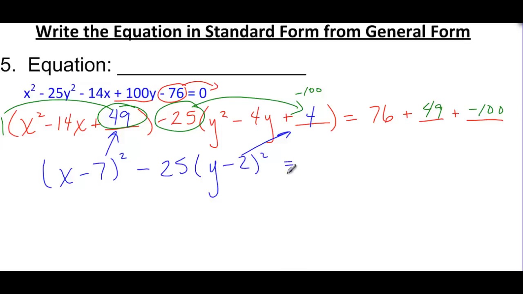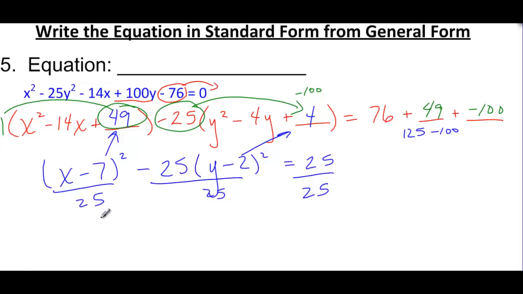So equals, and now I want to add all this together. Again, if you don't have a calculator, just go left to right. 125 minus 100 is 25. But remember, we're dealing with a hyperbola. It has to equal 1. So I have to divide every term, or think about dividing both sides, by 25. So my final answer would be x minus 7 quantity squared divided by 25, minus the 25s would reduce to 1, so I could just put a 1 in the denominator. Y minus 2 quantity squared equal to 1, and that would be my final answer.